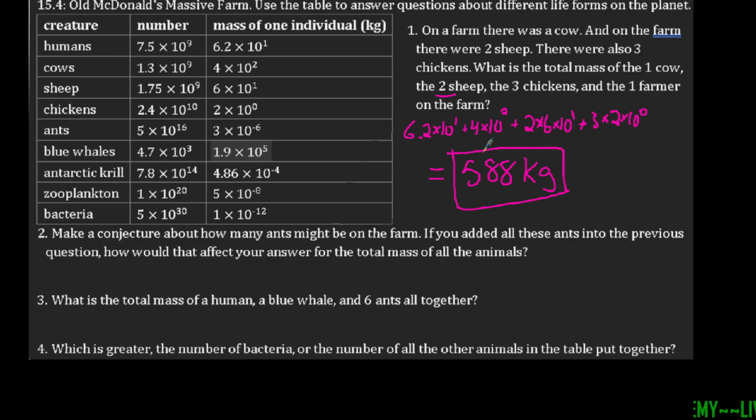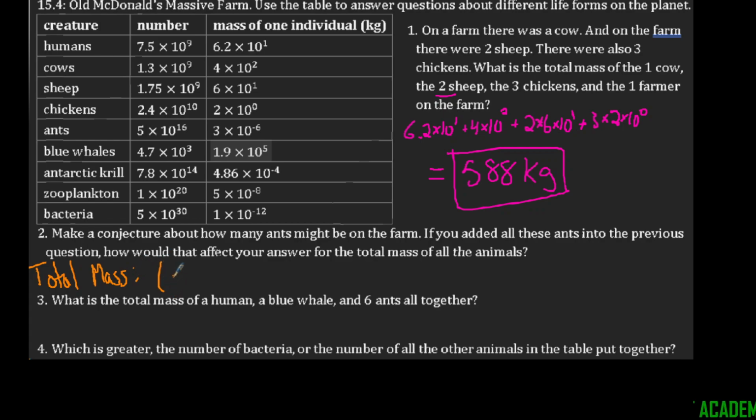All right. Then for number 2, it says make a conjecture about how many ants might be on the farm. If you added all these ants into the previous question, how would it affect your answer for the total mass of the animals? So what we're going to say is this. Let me change colors here. Let's say total mass, similar to what we did in the previous video.